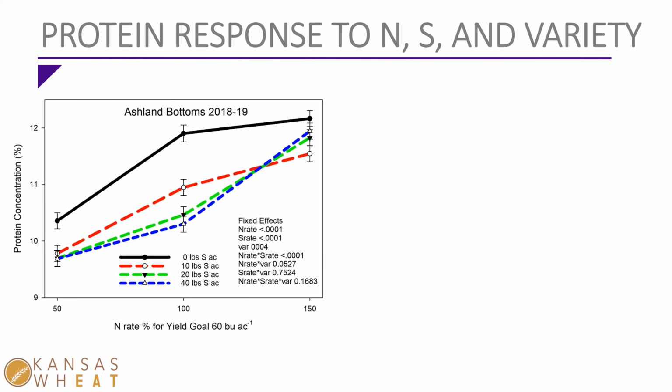And if we had the 20 or the 40 units of sulfur with the highest nitrogen rate, we were able to attain the same protein level of that very low yielding treatment, or the black line, right? So that interaction, the first effect that we saw on the sulfur was decreased protein just because of dilution, much more yield, less protein. And then as we increased our nitrogen rate and sulfur rate, we were able to reach that same protein level.